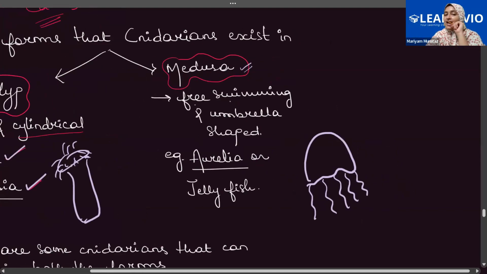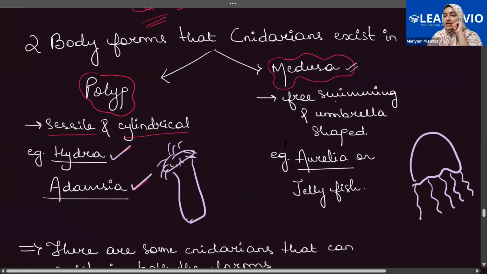So jellyfishes are a great example of free swimming. With the help of their tentacles, they can swim freely in the water. So polyp and medusa are the two body forms. Clear, students? Any doubts?